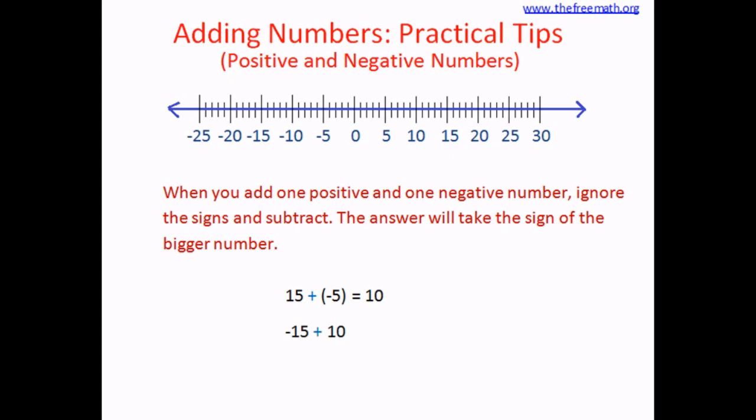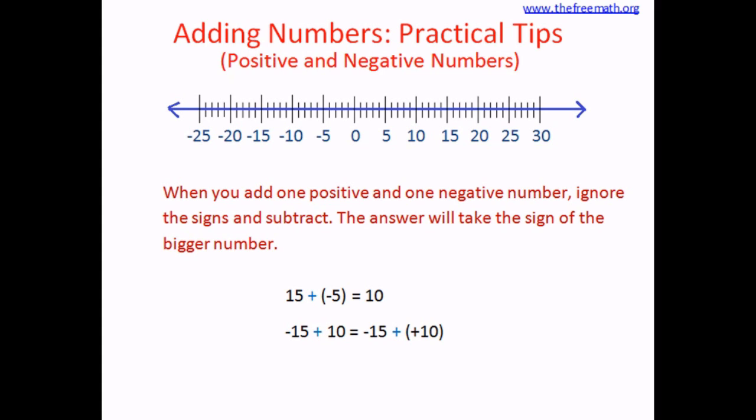Let's take one more example. Negative 15 plus 10. That means negative 15 plus positive 10. 10 means positive 10. Now what are we going to do? We are going to ignore the signs and look at the numbers. That means the numbers we have now are 15 and 10.